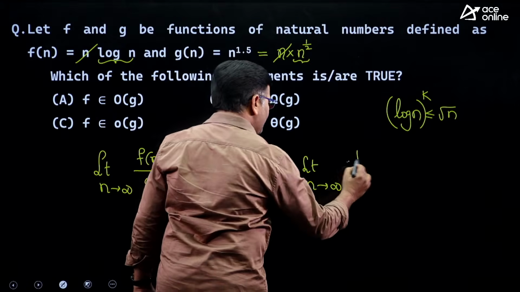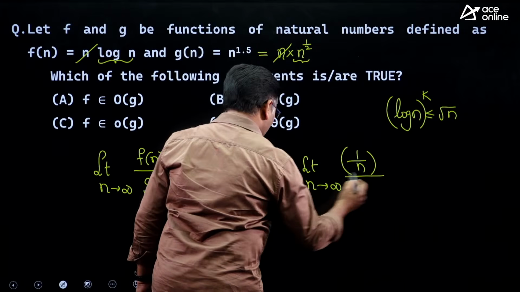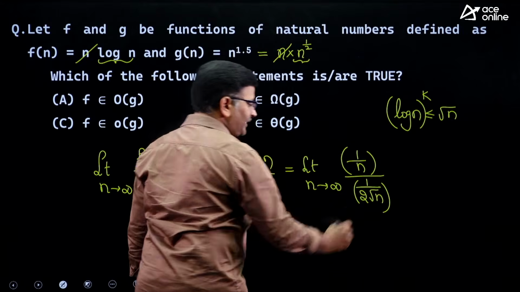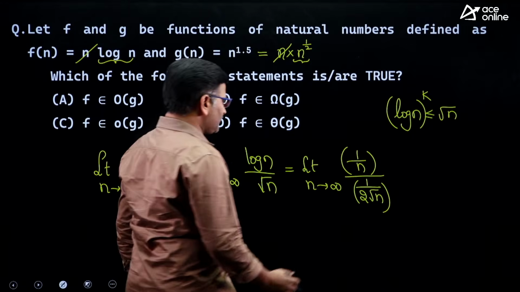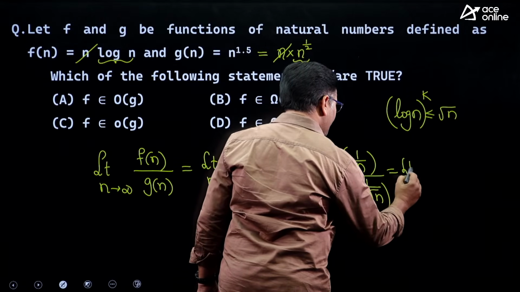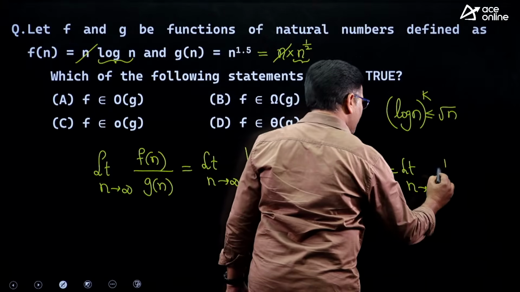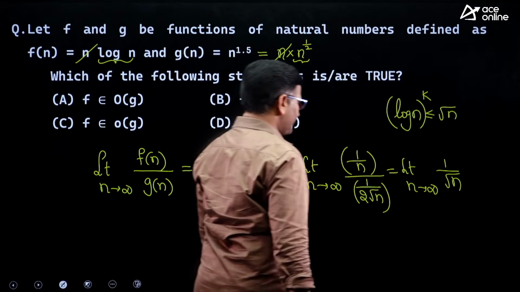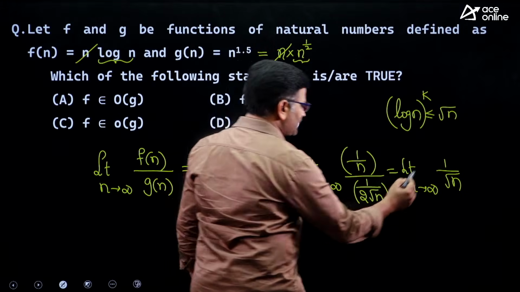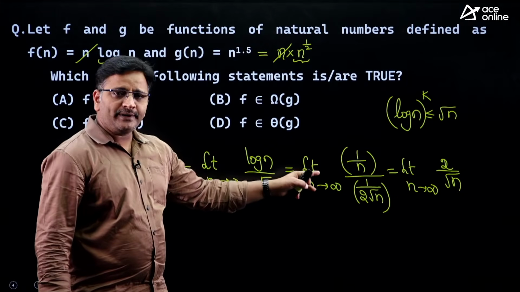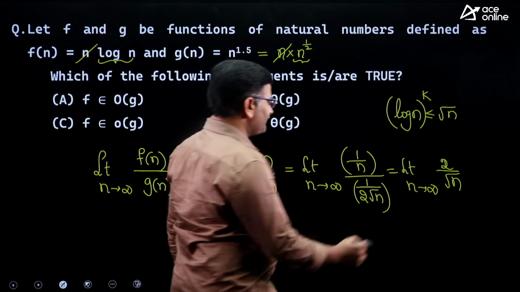Derivative of log n we can say 1 by n, and derivative of root n is 1 by 2 root n. So just cancel the common terms, which equals limit n tends to infinity. We can cancel the terms, we will have 1 by root n, right friends. Of course 2 is also there as a constant, so we get 2 by root n. As n approaches infinity, 2 by root n approaches 0.